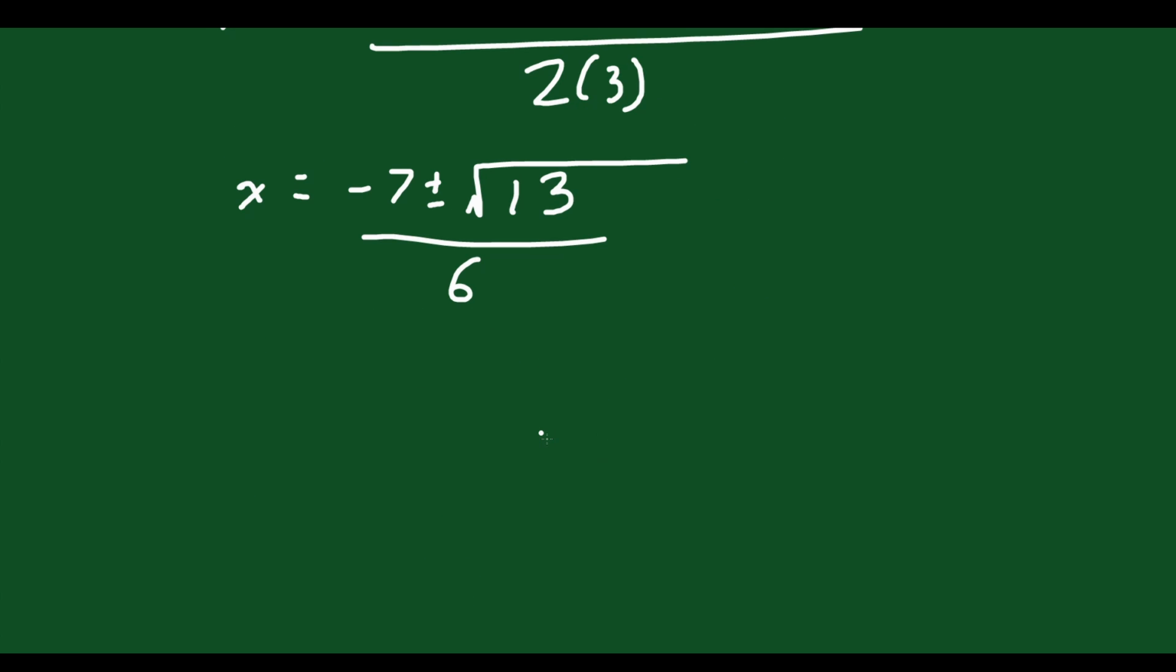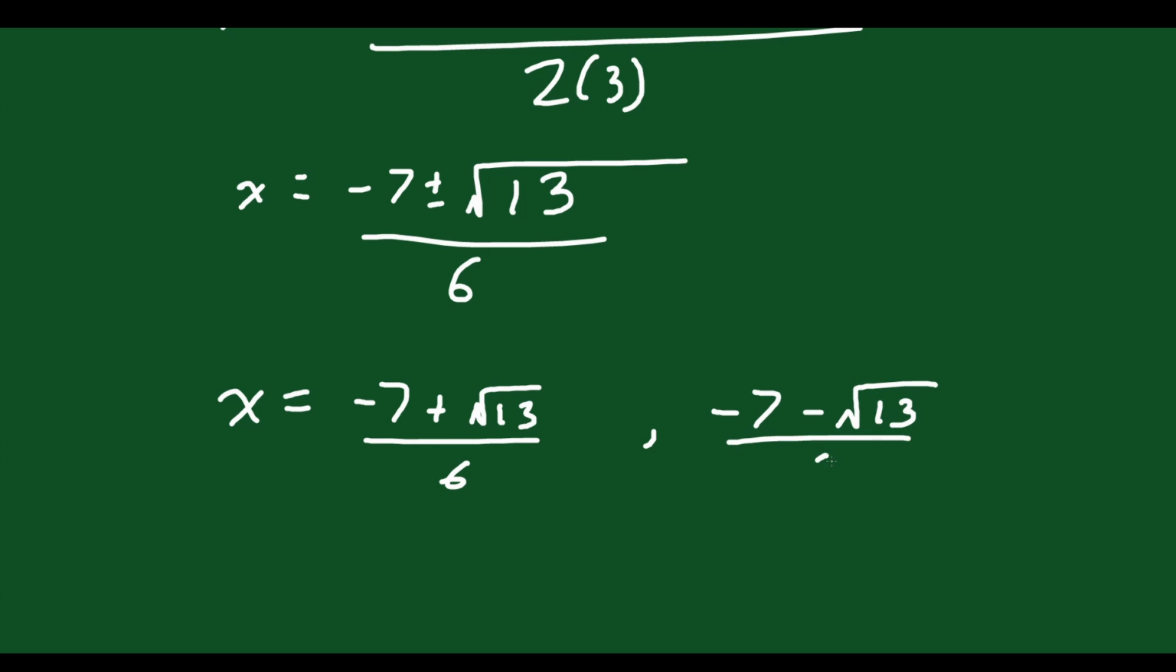Okay, so take your time when you're doing that, right? You don't want to make a mistake. So you get two answers here, right, because of the plus or minus. You get negative 7 plus root 13 over 6, and you also get negative 7 minus root 13 over 6. And if you want, you can figure out what these are as decimals approximately, to help you figure out where these intercepts are on your graph. So if you calculate this one on your calculator, you'll get negative 0.566 approximately. This one over here, you'll get negative 1.768.